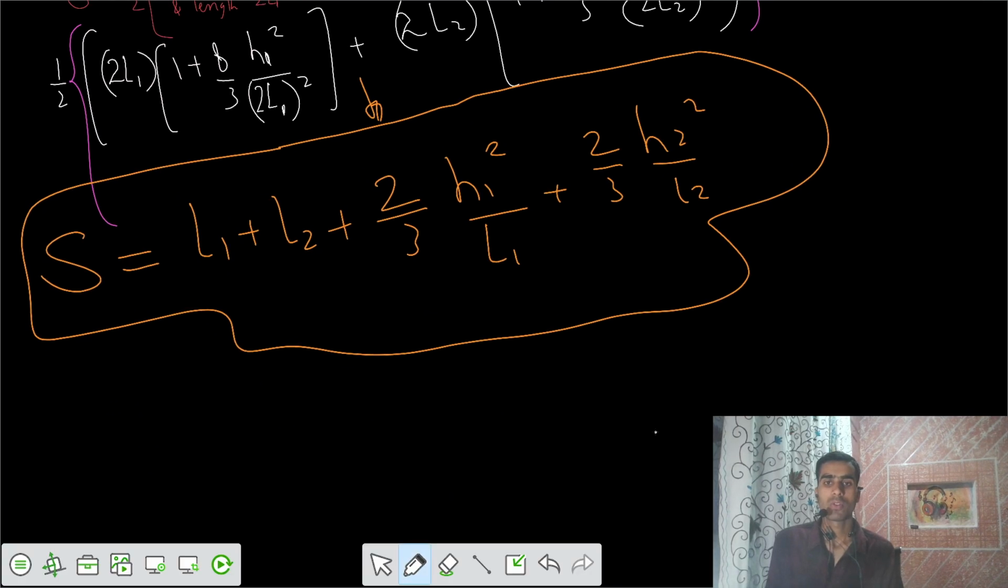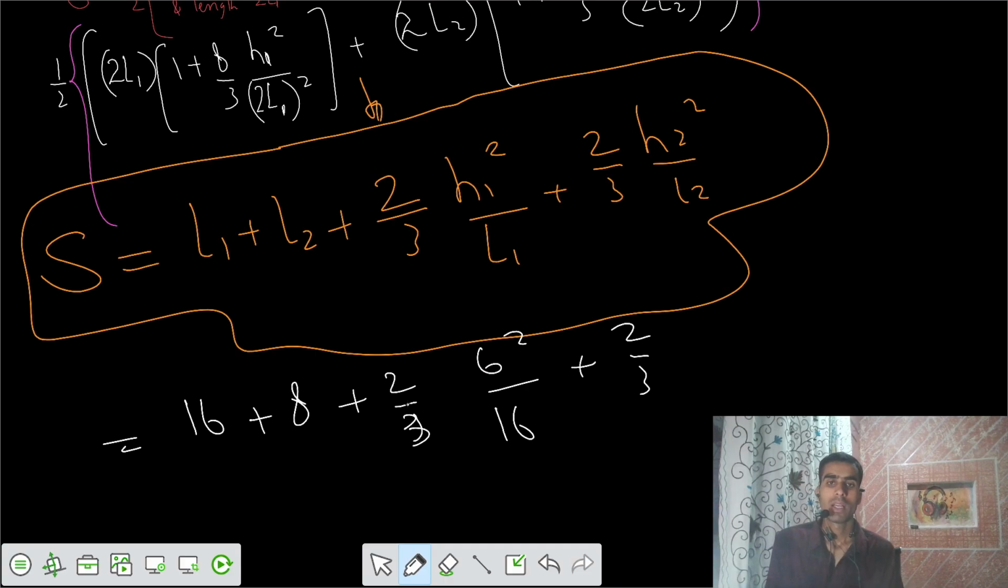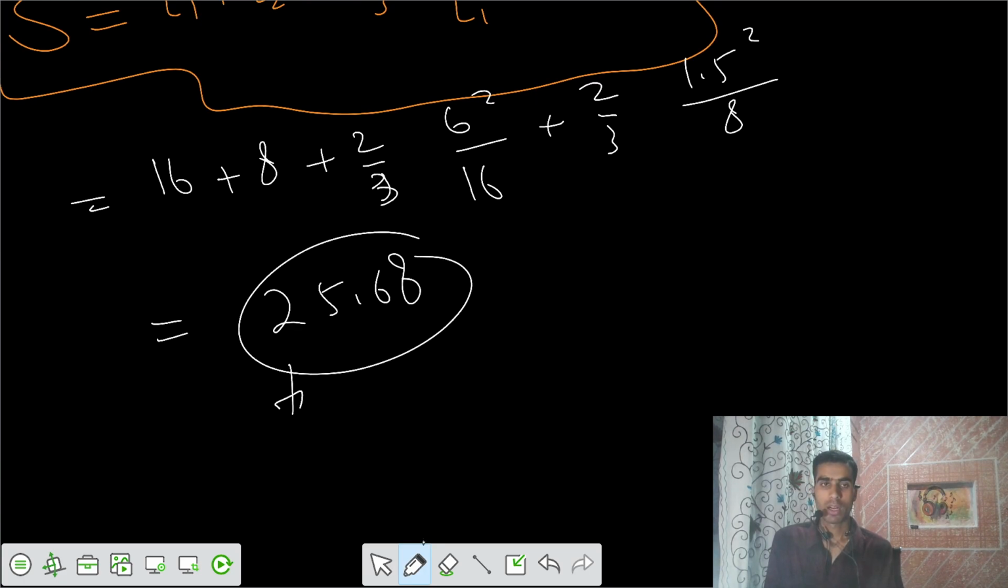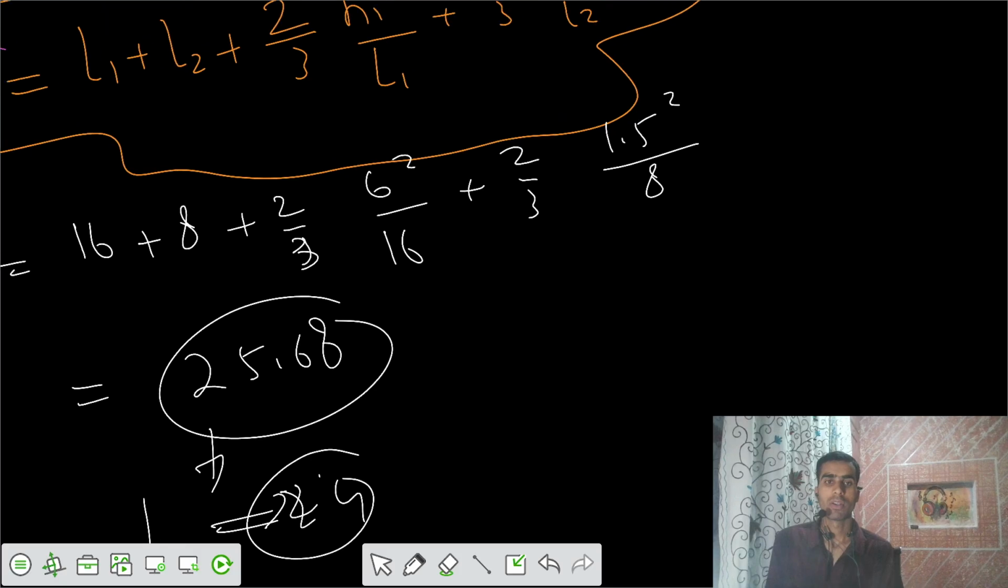If I substitute those values, L1 is 16 meter, L2 is 8 meter, plus 2 by 3 of H1, which was 6 meter, squared, divided by 16, plus 2 by 3 of H2, which was 1.5, squared, divided by L2, 8 meter. Finally you would get S equal to 25.68 meter. Initially the horizontal length was 24, so this one is 25.68 meter.